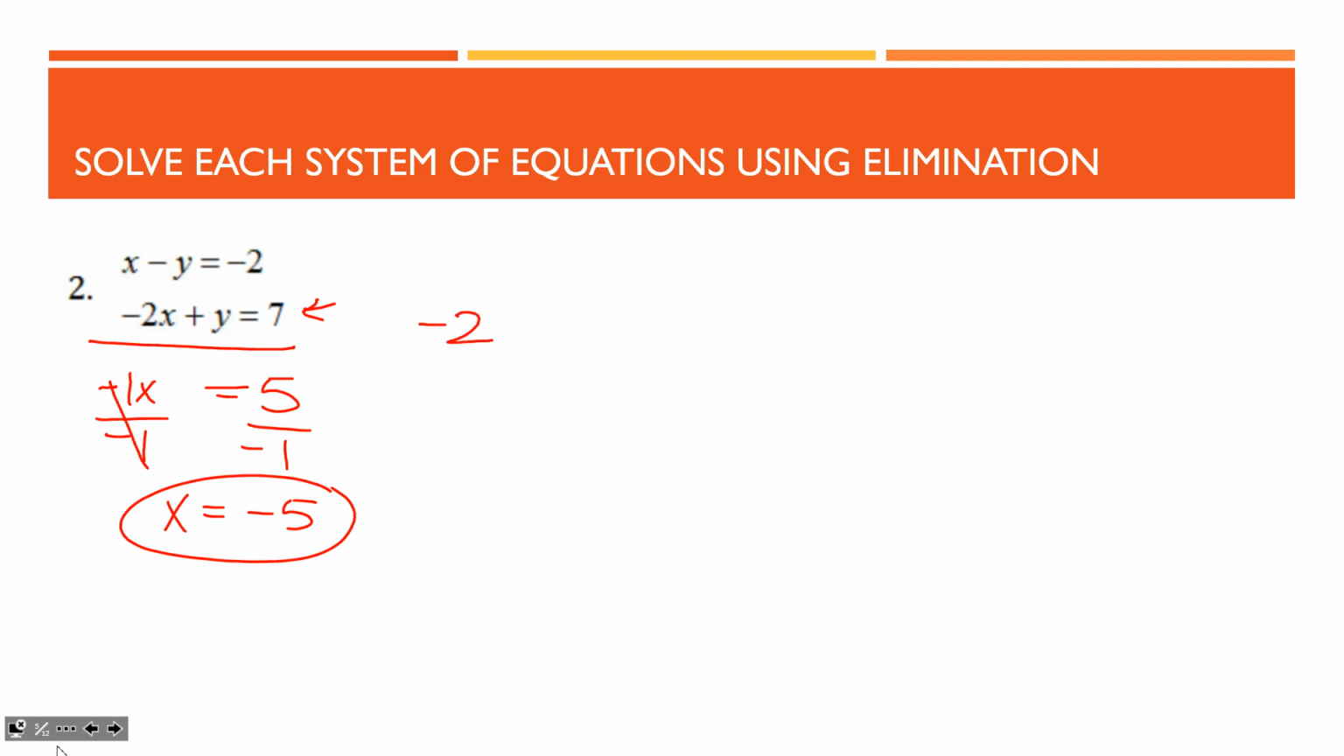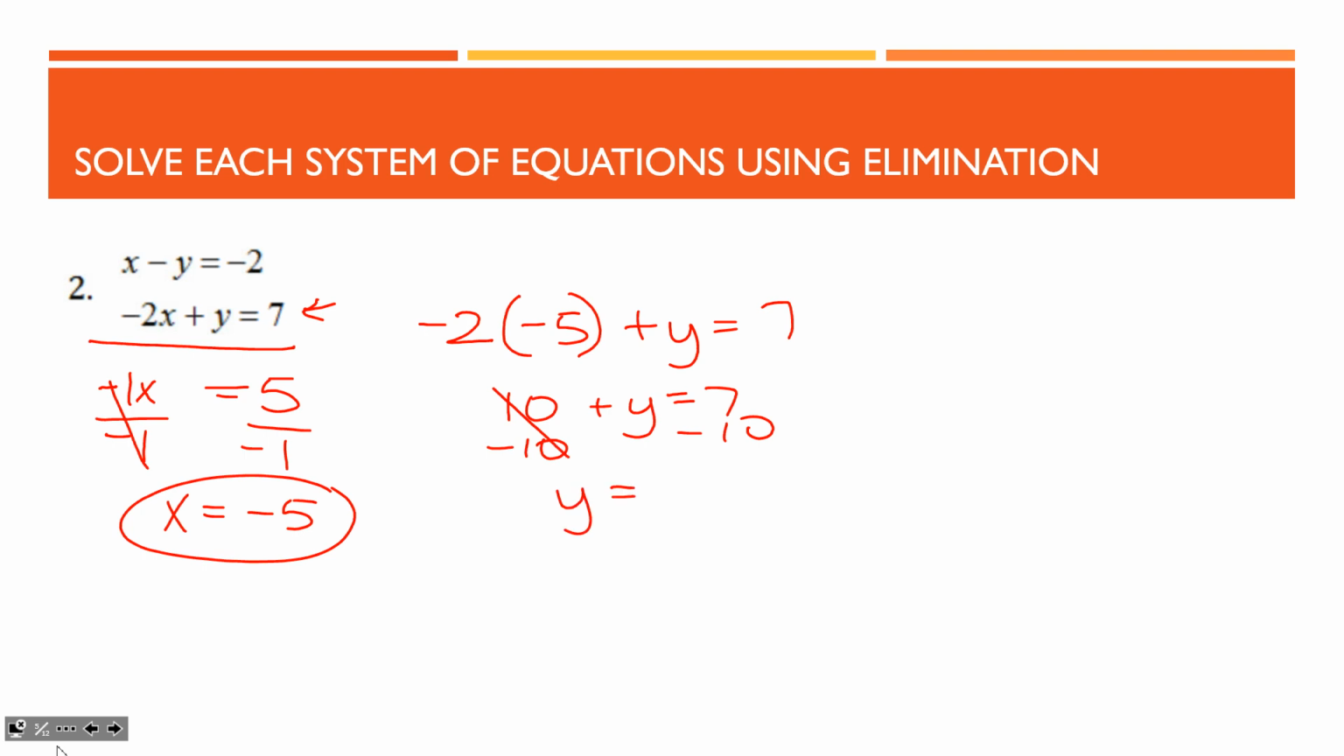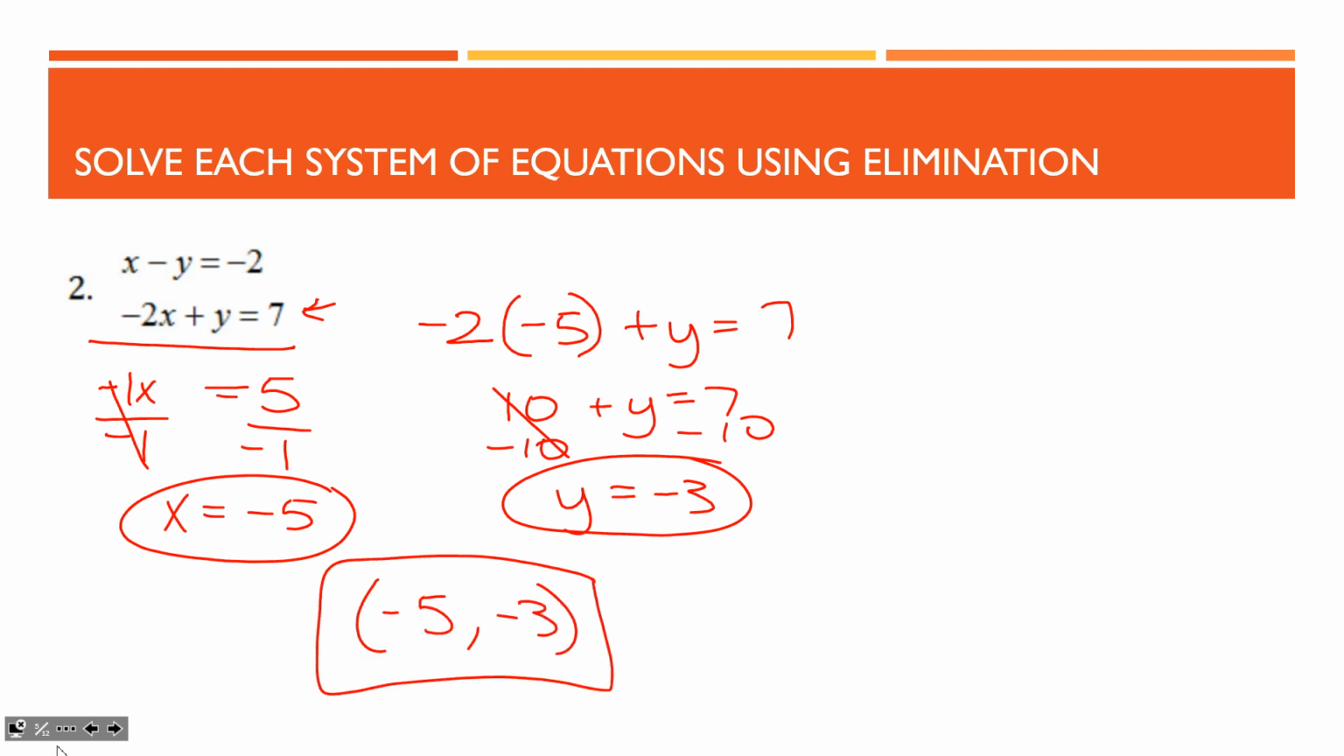So negative 2x, and x is negative 5, plus y equals 7. Negative 2 times negative 5 is positive 10. And then to solve for y, I'm going to subtract 10 from both sides. So I get y is equal to negative 3. Now I have my x and I have my y. If I put them together, I know the point where these two lines are going to intersect at. That's the solution, the point negative 5 comma negative 3.